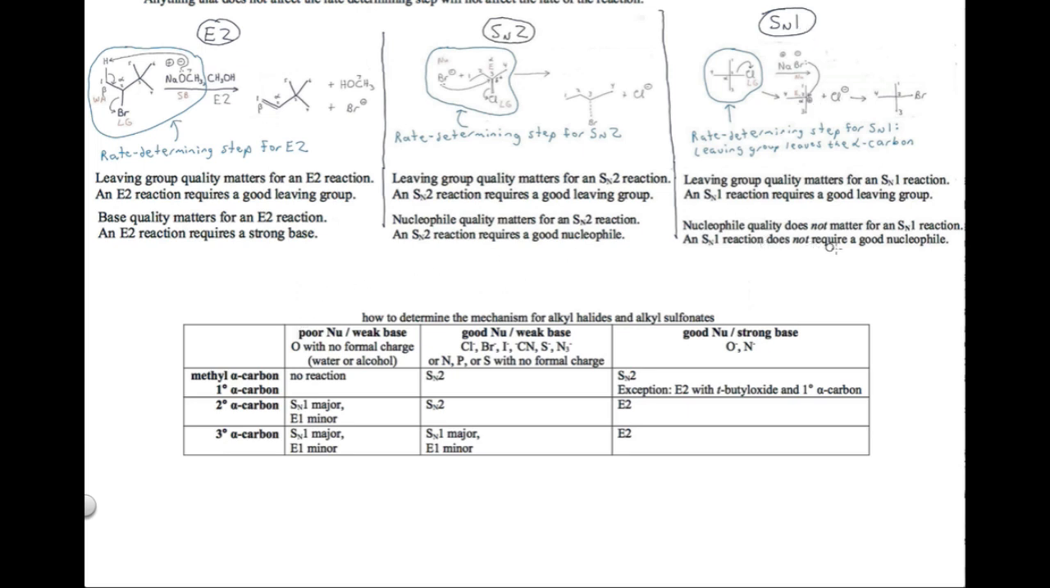An SN1 reaction does not require a good nucleophile. On the other hand, notice that a good nucleophile doesn't prevent an SN1 reaction. Sometimes we can get an SN1 reaction with a good nucleophile, but we can also get an SN1 reaction without a good nucleophile. Because these patterns are so complicated, that's why we have to actually memorize the table to reliably figure out the mechanism. All right, so again, I hope that what we've just been talking about helps you to feel that you have a better insight and understanding into where this table is coming from.